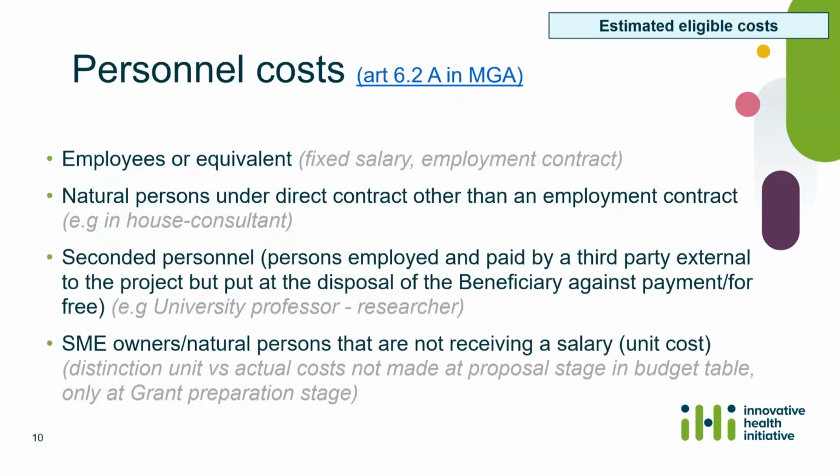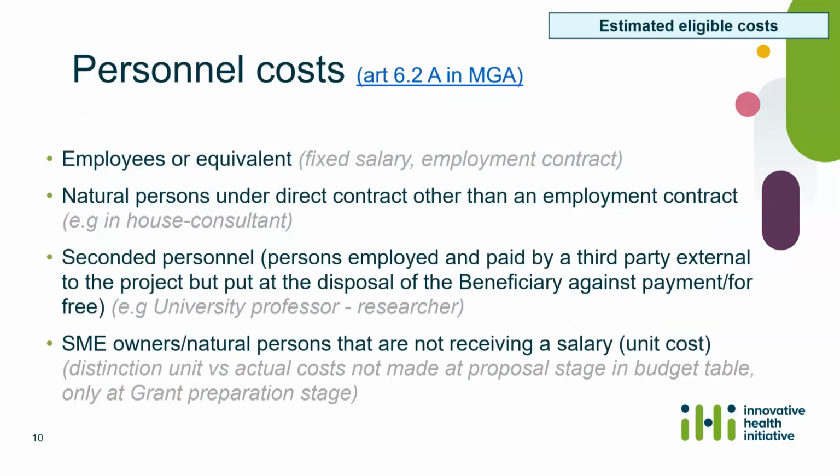So I'll start with the first category of type of cost, which is personnel cost. In this category, you can have cost for your employees. You can have cost for natural persons that are working under a direct contract, which is other than an employment contract, like, for instance, your in-house consultants.